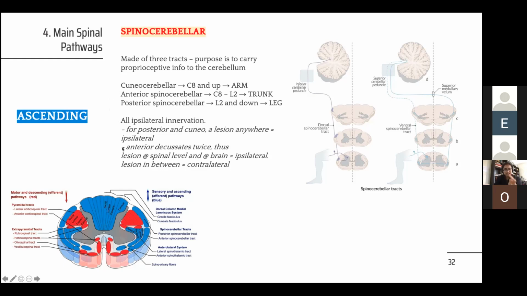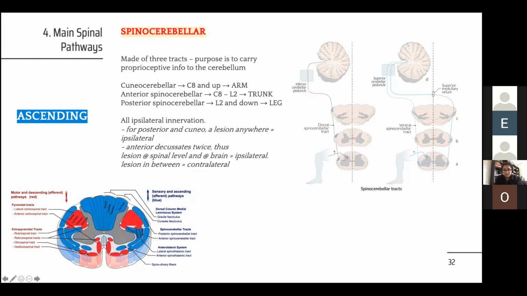They all have ipsilateral innervation. However, posterior and cuneocerebellar, so the number 1 and number 3, are the only ones that are truly ipsilateral. They're the purple ones, right? They start on the same side, they stay on the same side. So a lesion anywhere is always going to be ipsilateral loss of proprioception.